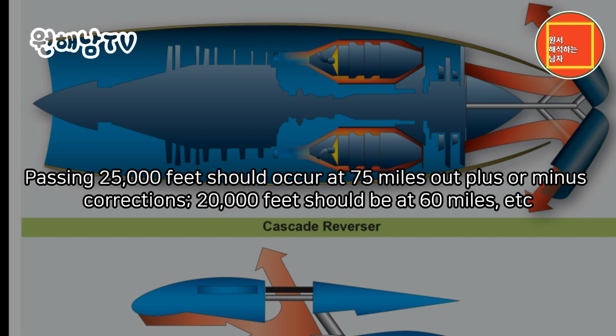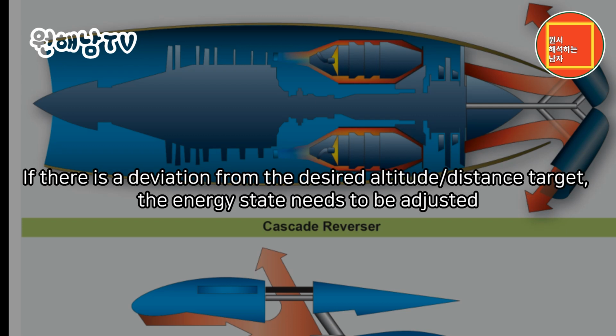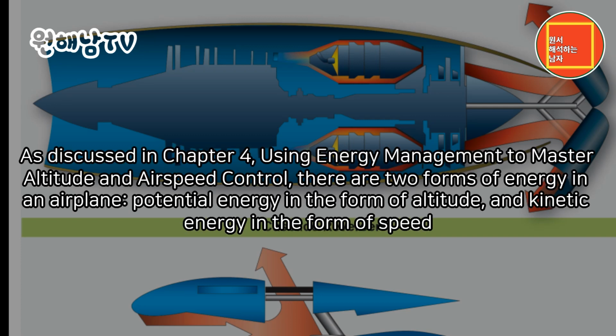Passing 25,000 feet should occur at 75 miles out plus or minus corrections, 20,000 feet should be at 60 miles, etc. If there is a deviation from the desired altitude distance target, the energy state needs to be adjusted. As discussed in Chapter 4, using energy management to master altitude and airspeed control.